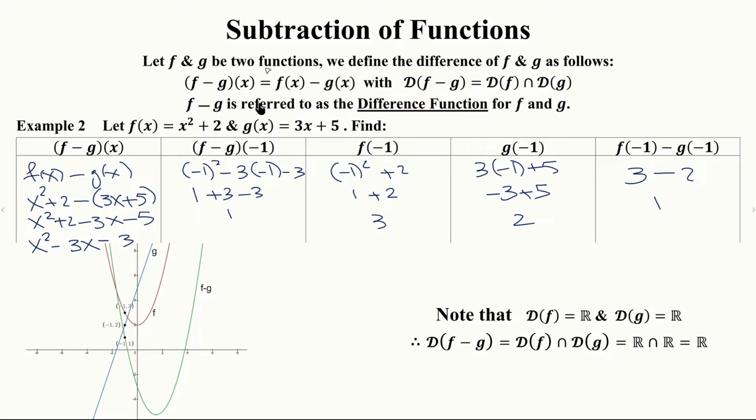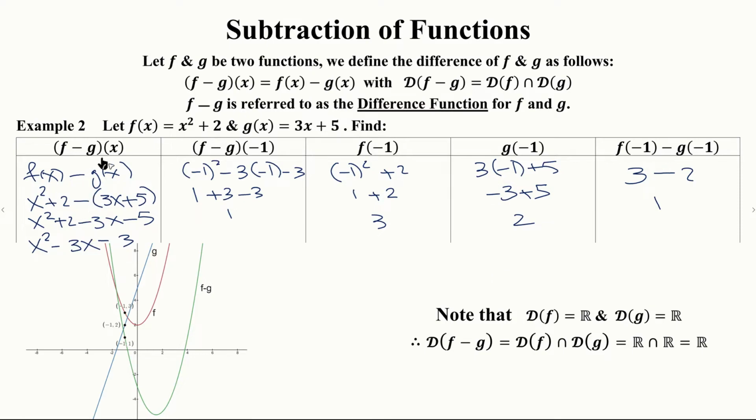So one question that may arise is, which is better? If we're asked to find f minus g of -1, for example, is it better that we approach it this way, by finding f minus g of x first and then finding f minus g of -1, or should we do it directly like this by just finding f of -1 and g of -1 and subtracting them? Well, the answer is it depends.